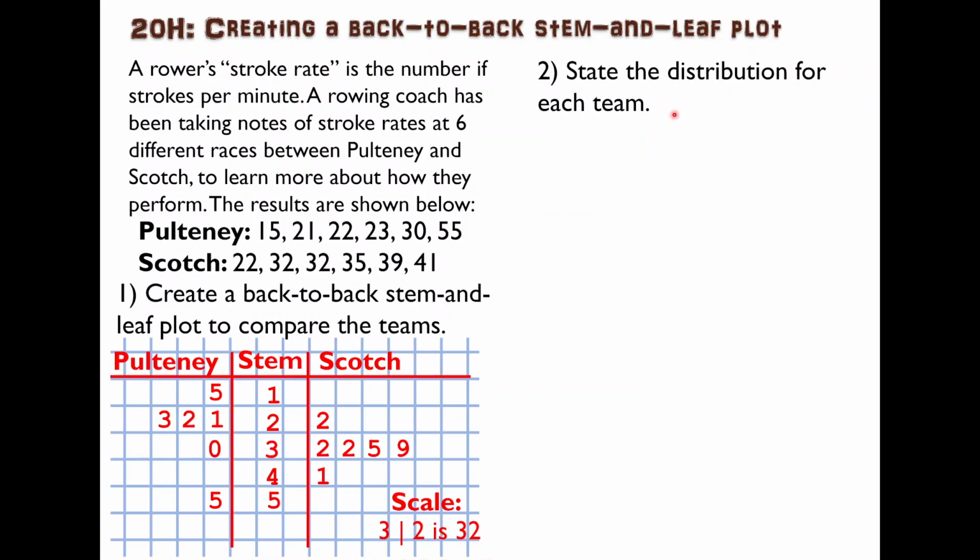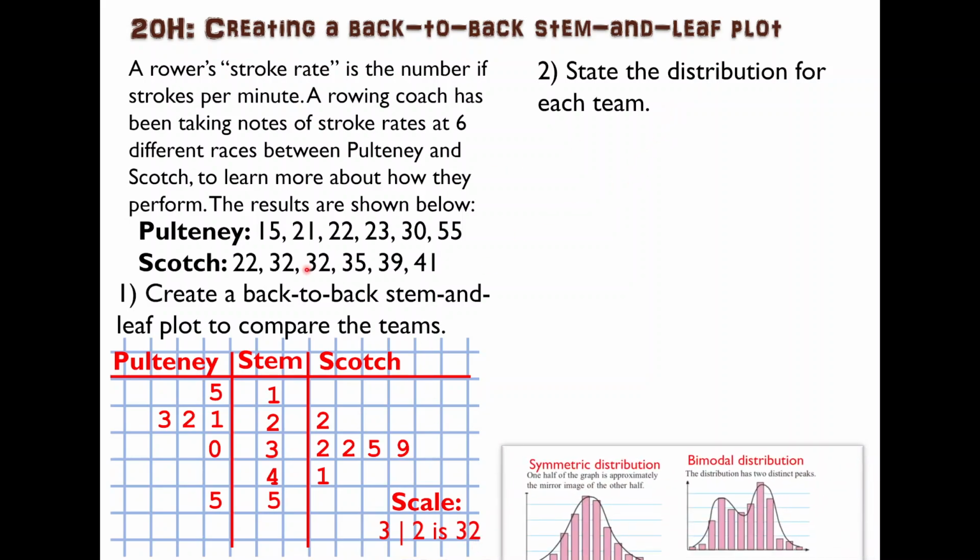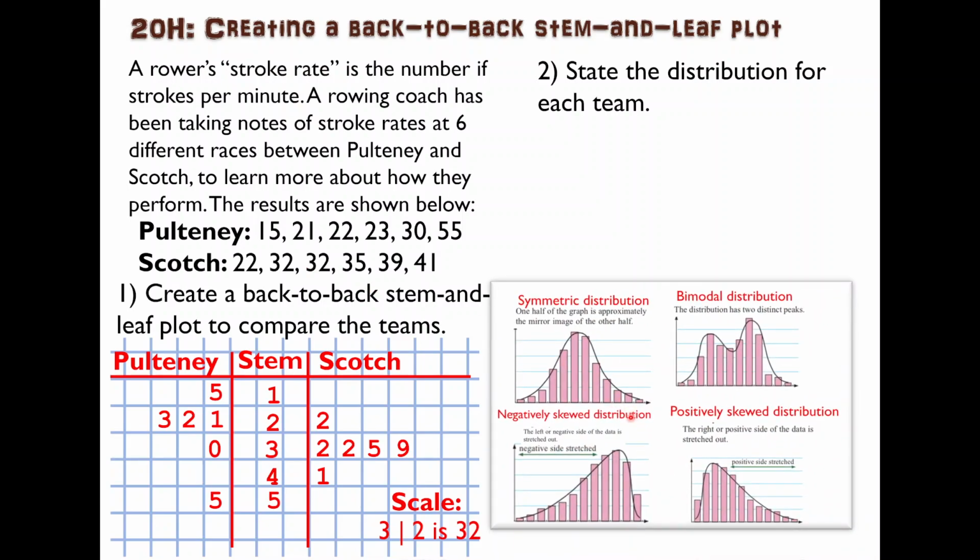All right, now let's state the distribution. Let's get a little reminder about distributions. And we'll start with Scotch, I think is easier. So imagine tilting this graph on its side. So I've got something that looks a bit like... So the left side and the right side look the same, the low side and the high side. Which of these distributions do you think matches Scotch's performance? I think Scotch matches symmetric. Both sides are the same. It's symmetric. But what about Pulteney?